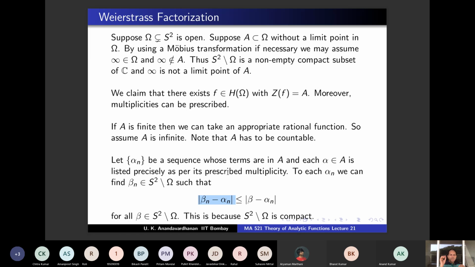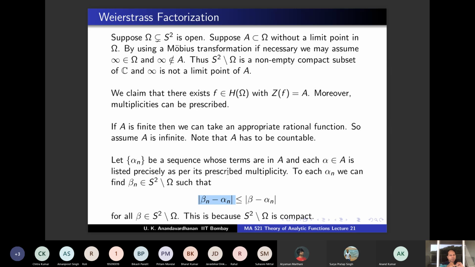So in this picture, beta n's are on the boundary, right? Because it is minimizing the distance. If beta n was inside, the distance would have been more. So beta n is like in the boundary. And now you are saying as n goes to infinity, this distance beta n minus alpha n goes to 0. So what will happen if that is not the case? You will get this. A would have a limit point.